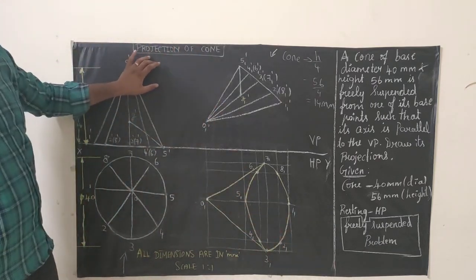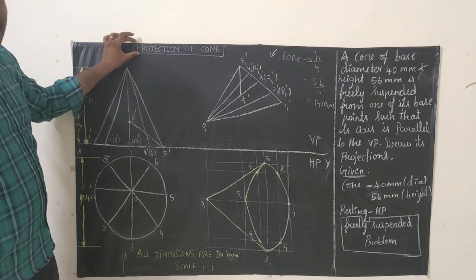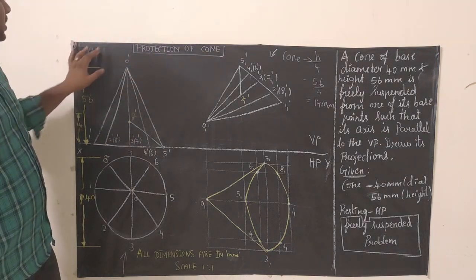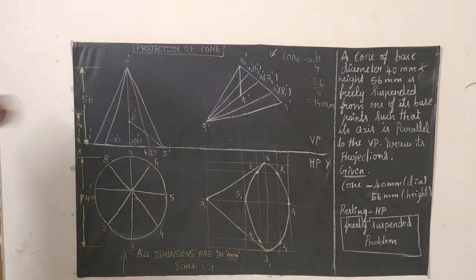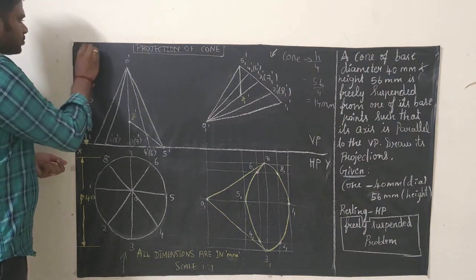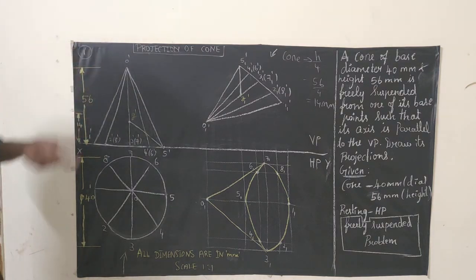And the title of this problem is projection of cone. The height of the text is 10 mm. You have to write it as projection of cone. You can use your pro circle and write it as 1. If this is the first problem you are writing, you can use your pro circle like this. You can use your pro circle and write whatever problem number they are asking, 1, 2, 3, 4 and so on.